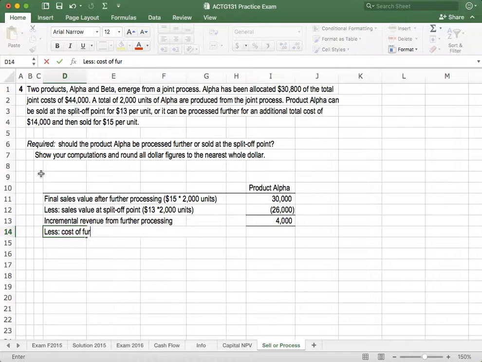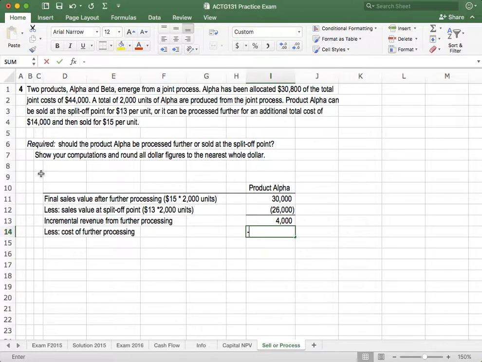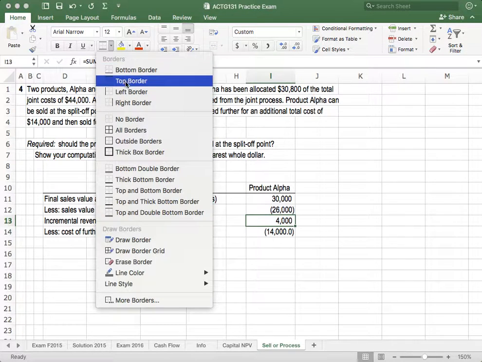So cost of further processing, and that was given at $14,000. I guess I didn't need a line here. That might be confusing.